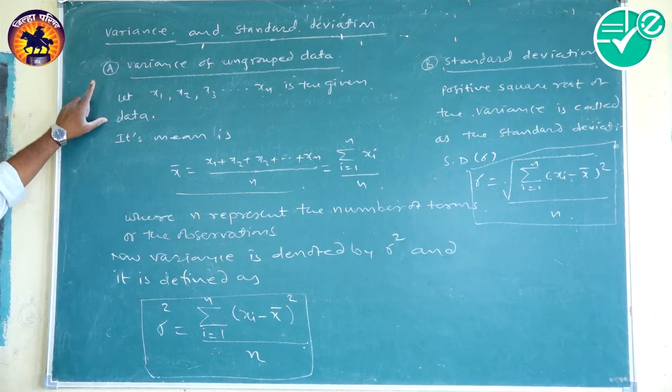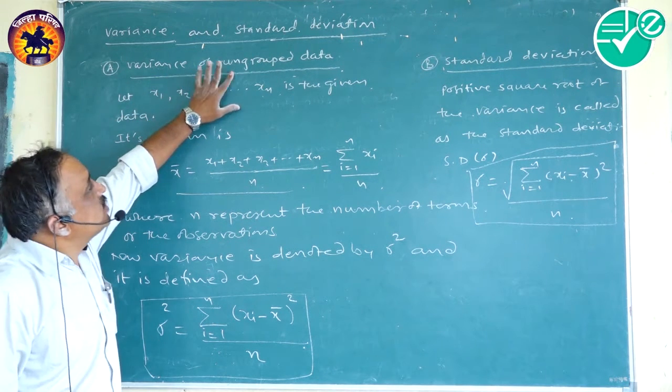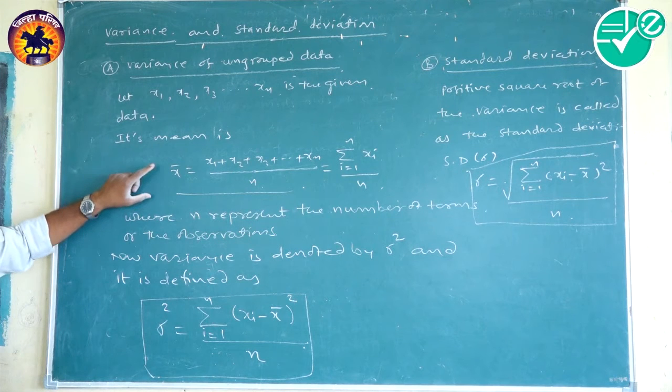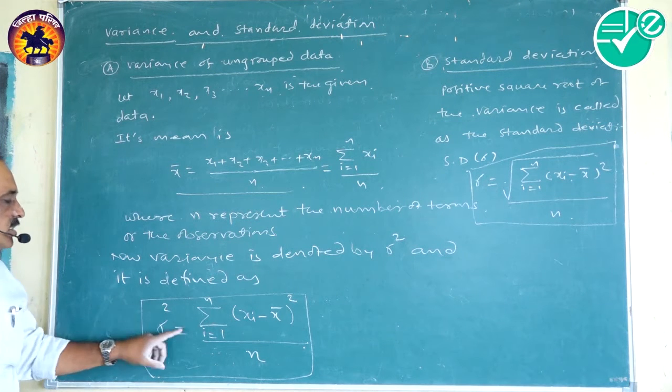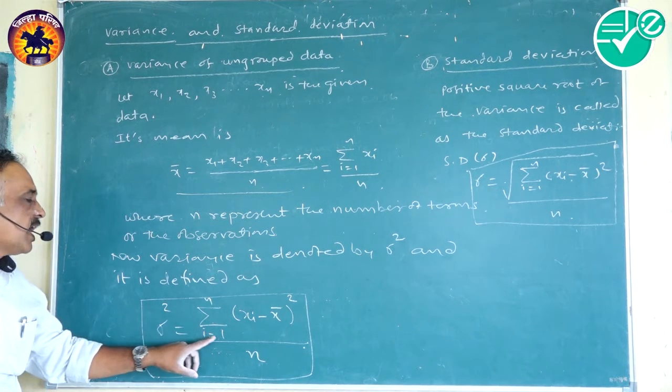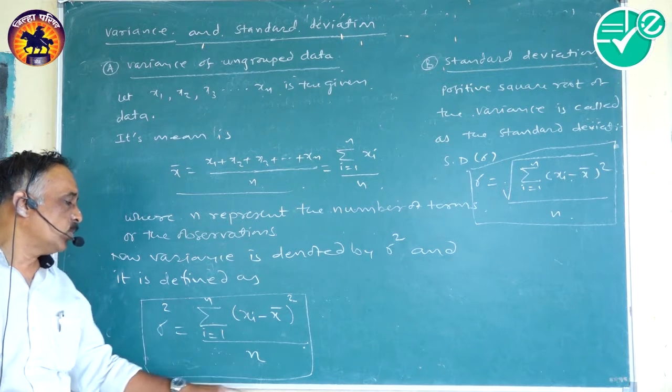Well, we discussed variance of the ungrouped data. Of course, it is denoted by sigma square. That will be sigma i is equal to 1 to n (xi minus x bar) whole square divided by n.